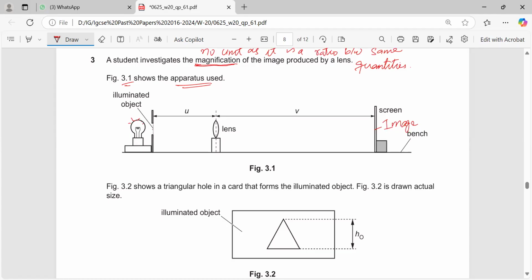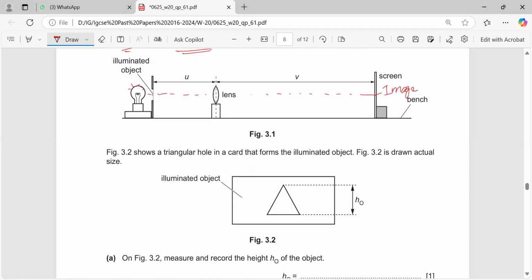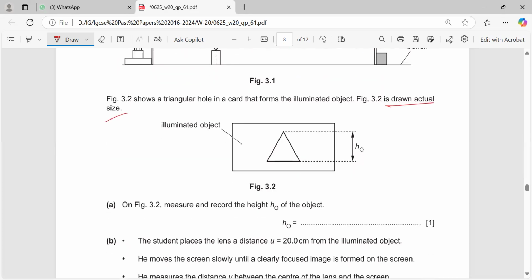And another thing, check the center of the object, center of the lens, and the center of the screen. They are almost same level from the bench, from the ground. This is a very good technique to get some sort of reliable image on the screen. Well focused, reliable image. Figure 3.2 shows a triangle hole in a card that forms the illuminated object. Figure 3.2 is drawn actual size. So on figure 3.2, measure and record the height HO of the object.